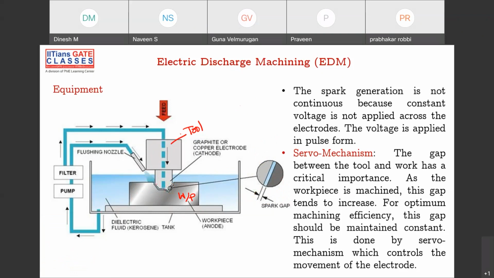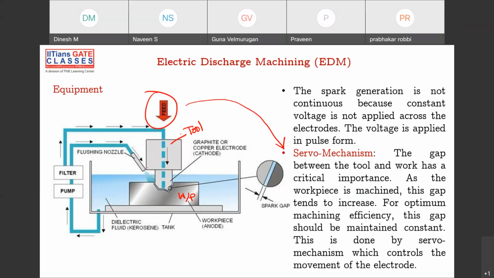Okay, the tool comes down so that the workpiece and tool will have the same gap. For the tool, you use some kind of feed which will maintain that constant gap between workpiece and tool, and that maintenance can be done using this servo mechanism. This servo mechanism is used to maintain the constant gap between the tool and the workpiece.